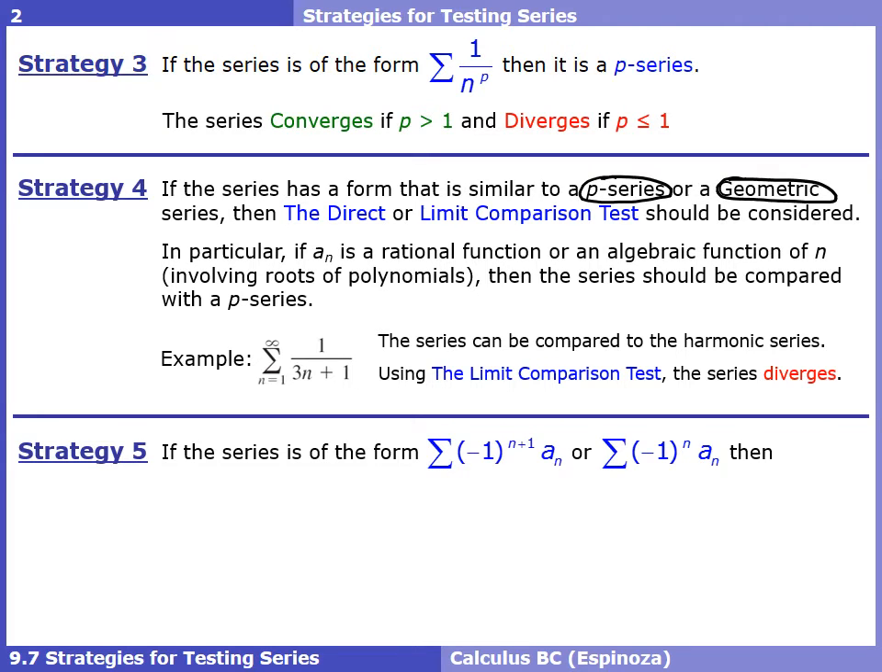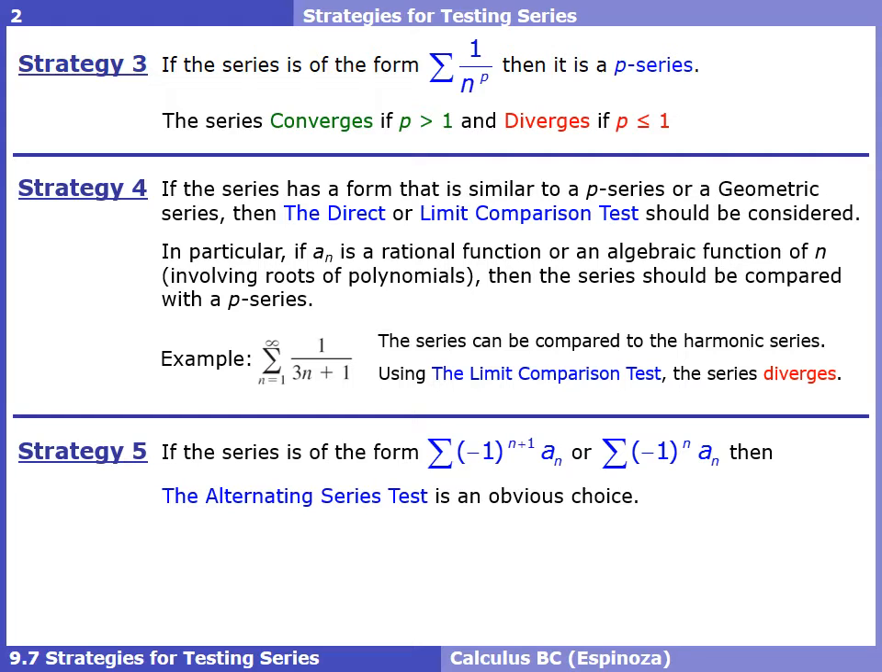Another strategy, and it's probably one of the easiest to identify, is when we have an alternating series. Anytime you see something with infinite series that has that or that, we know that that's an alternating component, so it's an alternating series, and it's probably the most obvious problem you're going to do.